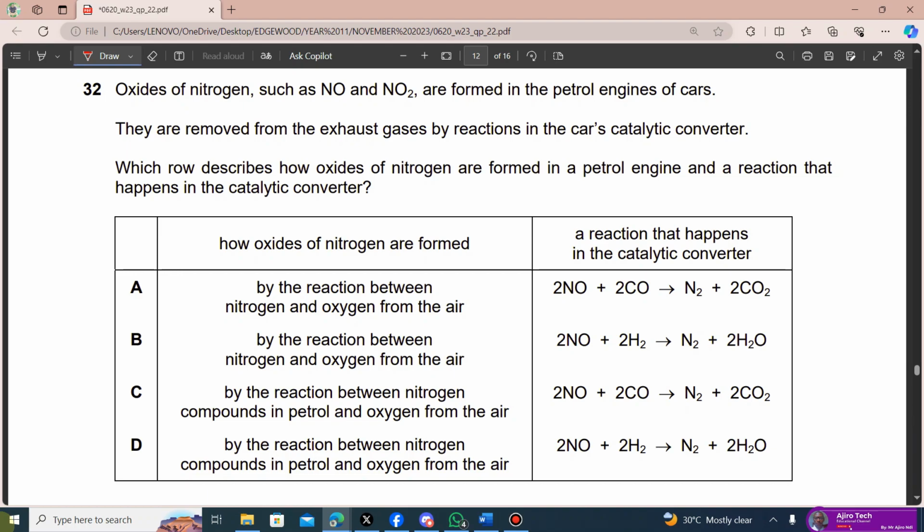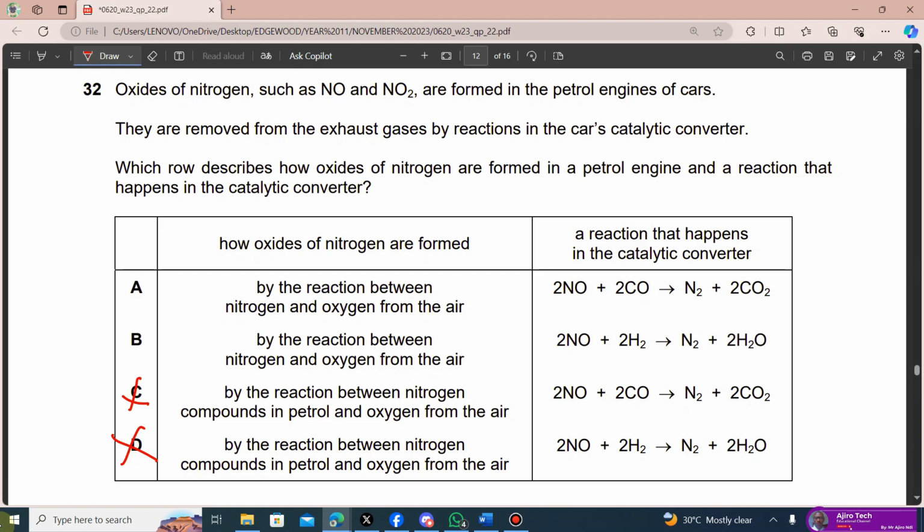For question 32, oxides of nitrogen are formed in the petrol engines of cars. They are removed from the exhaust gases by reactions in a car's catalytic converter. Which row describes how oxides of nitrogen are formed in a petrol engine and a reaction that happens in the catalytic converter? So, how are the oxides of nitrogen formed? By the reaction between nitrogen and oxygen from air, or by the reaction between nitrogen compounds in petrol and oxygen from air? No, oxides of nitrogen are not in the petrol, so that's off.